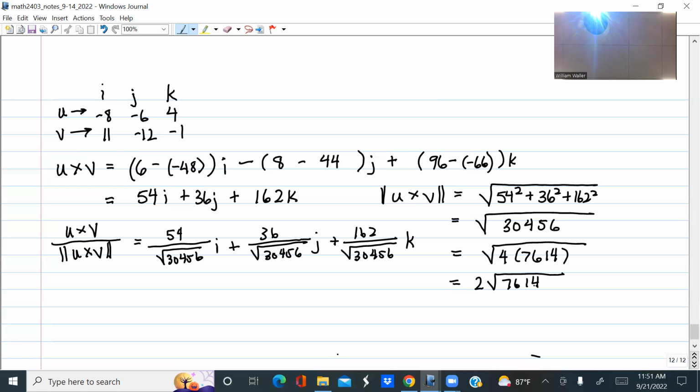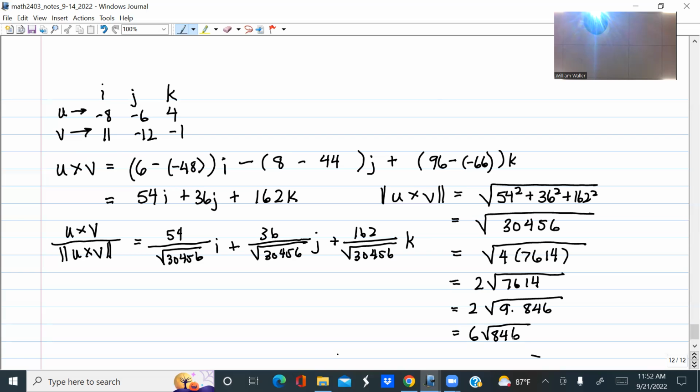Does a 4 factor out of that? No. Okay. 9? Don't think so. 9? Really? Oh, okay. So this is 9 times 846. So see, 9 is a perfect square, so you can bring that out as 3 times that 2 would be 6. So you have 6 times the square root of 846. Now I'm going to see if you can reduce the square root of 846.